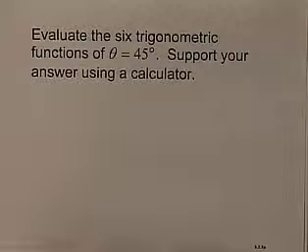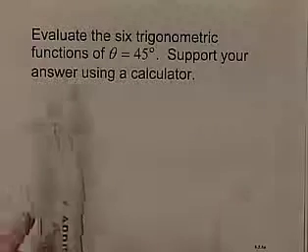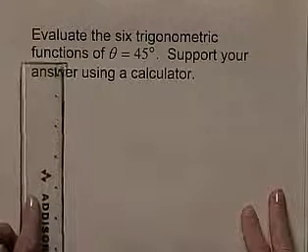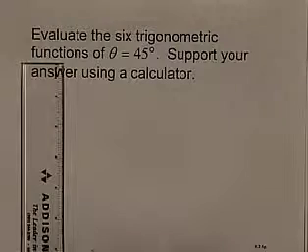Now we're going to try another example. For this example, instead of being given the lengths of the sides, we're actually going to be given an angle for the triangle. Let's do that now. We want to evaluate the 6 trigonometric functions of theta equals 45 degrees, and we're going to then support our answer using a calculator.